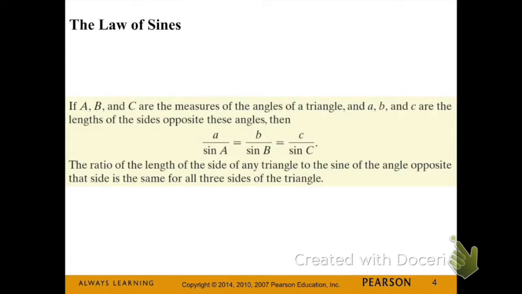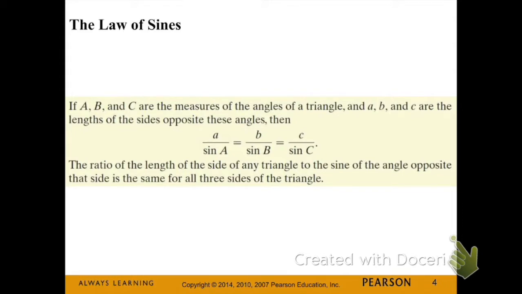Here's our definition for law of sines. Capital A, B, and C are all angle measures. And then lowercase a, b, and c are all sides, opposite of those angles. We have side a divided by sine of angle A is equal to side b divided by sine of angle B, which is also equal to side c divided by sine of C. So we're not going to use all 3 of these ratios. We're just going to pick the 2 that we want to use.